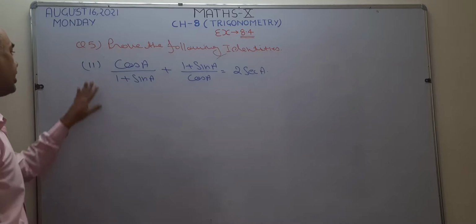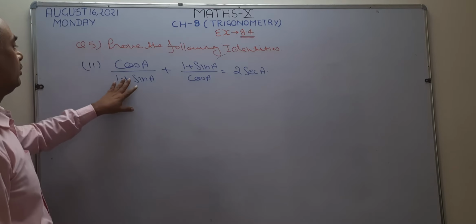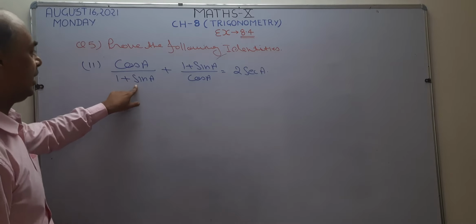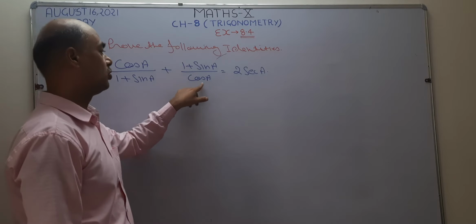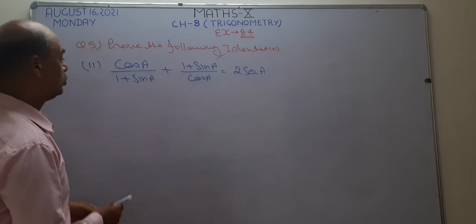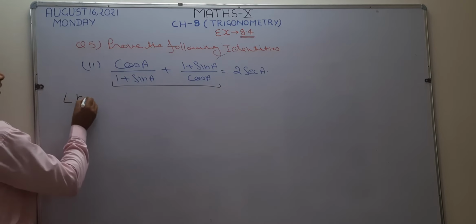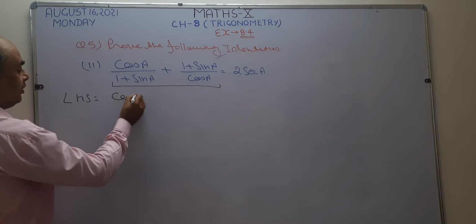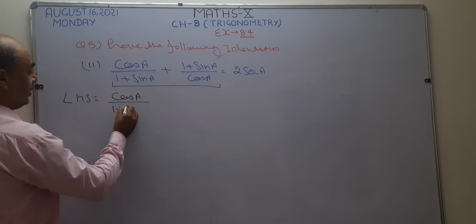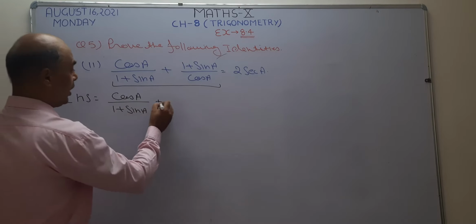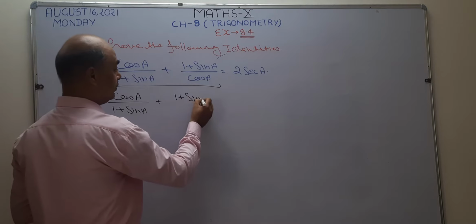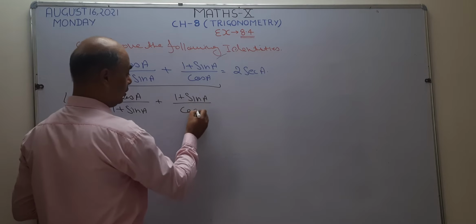Now we are going to solve second part of question number 5. In this question, what is given? Cos A upon 1 plus sin A plus 1 plus sin A upon cos A equal to secant A. I want to solve this question by taking left hand side. In left hand side, what is given? Cos A upon 1 plus sin A, after that, 1 plus sin A upon cos A.